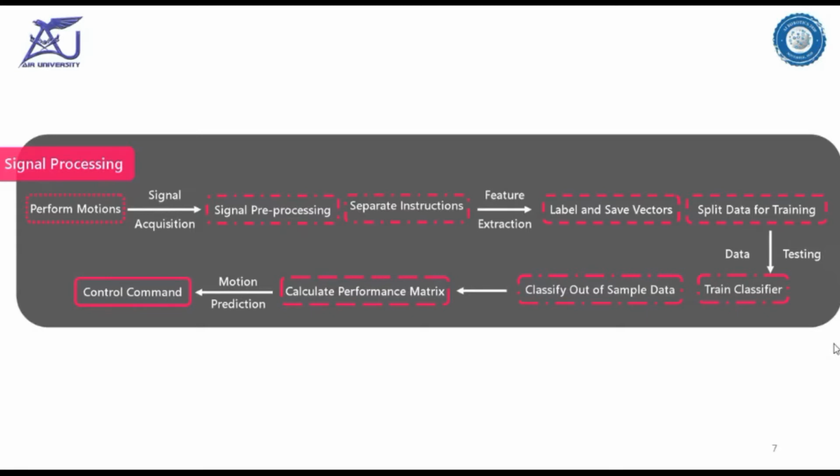Then we classified out-of-sample data and calculated the performance metrics, and we were getting offline accuracy ranging from 65 to 85%. And when we implemented it on hardware in real time, the amputees cannot wear the prosthetic arm yet, but we placed the prosthetic arm. It was a clinical experimental setting.